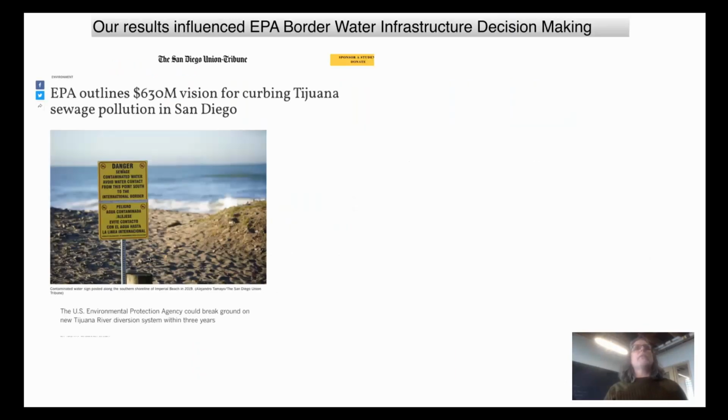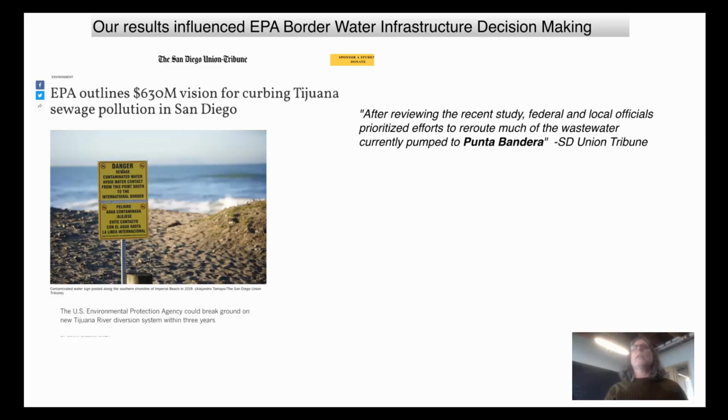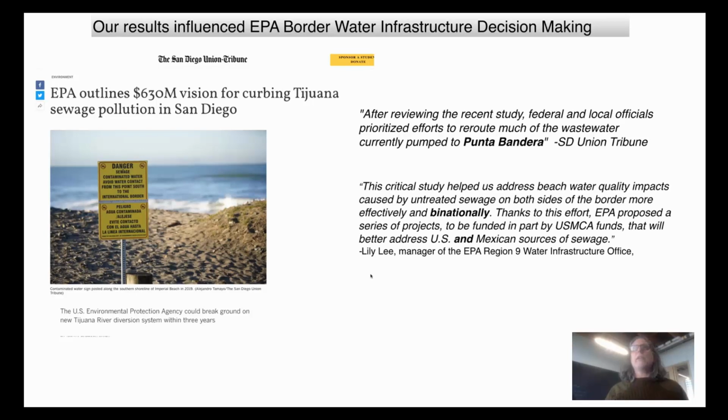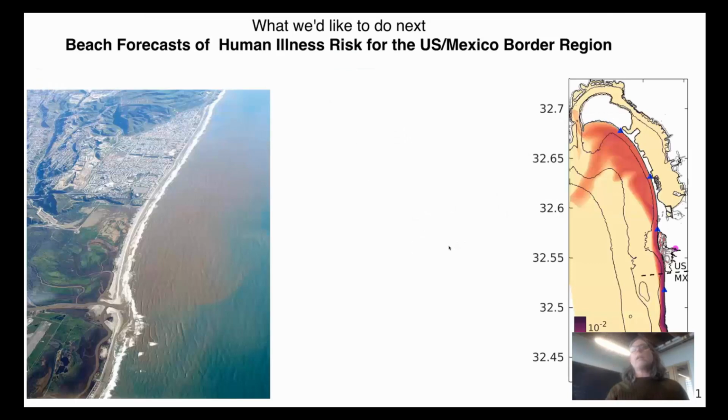Okay, this work has also influenced the decision making by the EPA's Border Water Infrastructure Program. There's another Union Tribune article. The amount of money that's being expected to be allocated with the Biden infrastructure program has now increased substantially. And Lily Lee, who's the manager of the EPA Region 9 Water Infrastructure Office, had a nice quote about the study. Okay, so now we're not done.